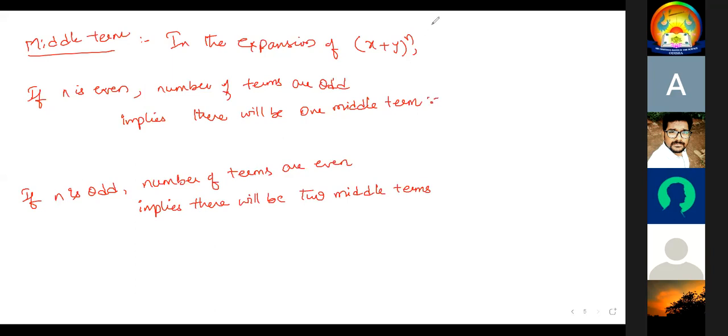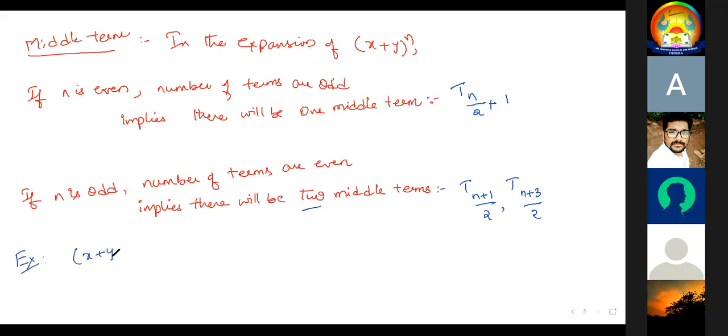So you are saying one middle term, no? What is that middle term? That middle term is T(n/2 + 1). That is the formula. How it came, everything we'll discuss in the original classes. And here two middle terms, no? The two middle terms are T((n+1)/2) and T((n+3)/2). Okay, an example here.